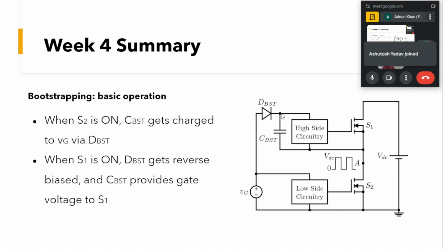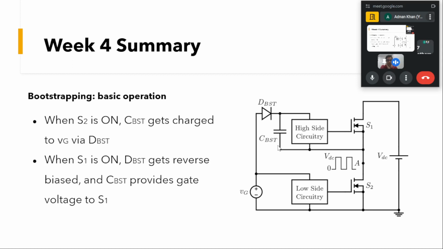And if the bottom device is turned on for a certain time, in that time this C bootstrap is charged to the full potential of this VG, let us say 15 volts. So C bootstrap is charged to the full voltage of plus 15 volts. So when this S2 is now turned off, what will happen is this whole voltage VDC will come across here at this point A, which will cause this diode to reverse bias.